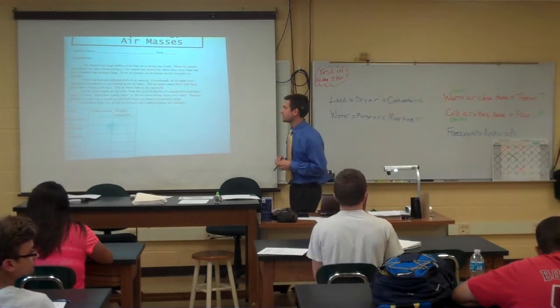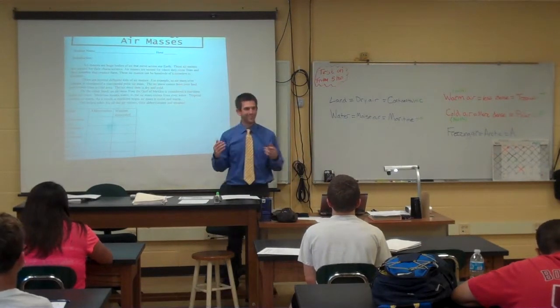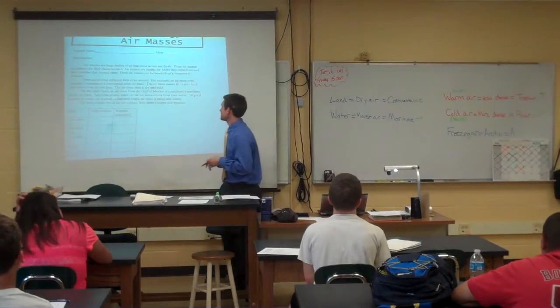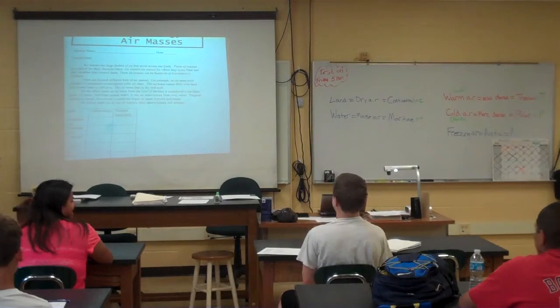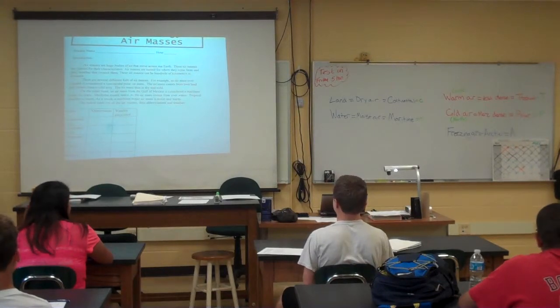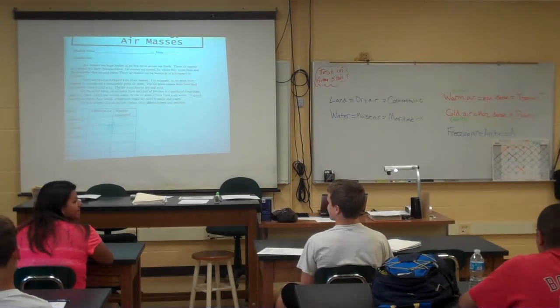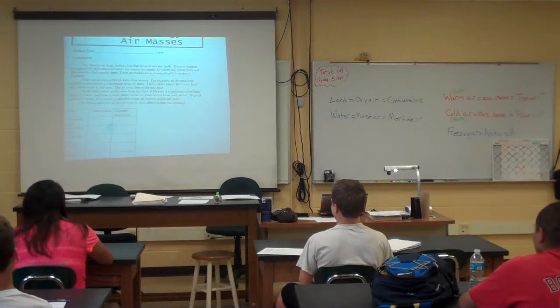On the other hand, an air mass from the Gulf of Mexico is considered a maritime tropical air mass. Maritime means water, so the air mass comes from over water. Tropical weather is warm. As a result, a maritime tropical air mass is moist and warm.